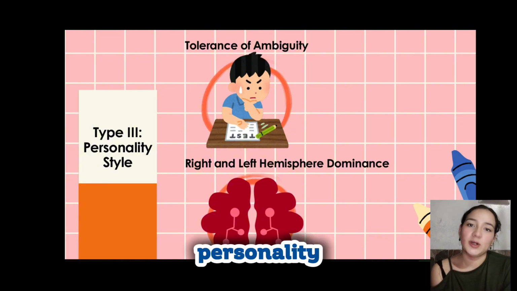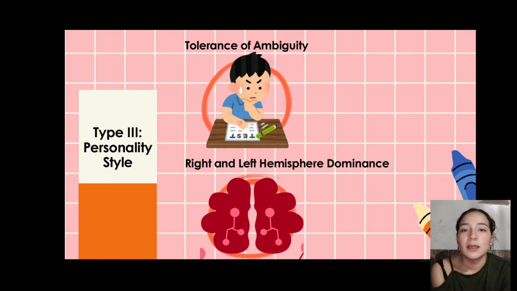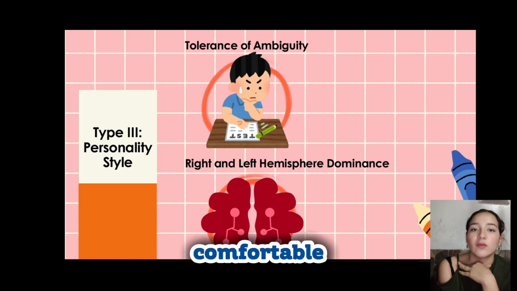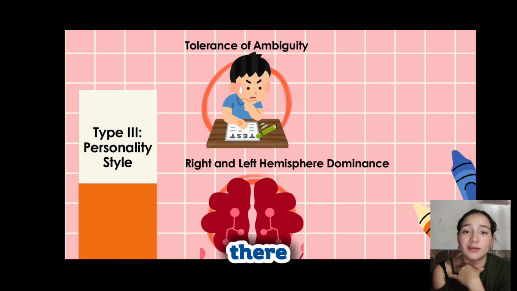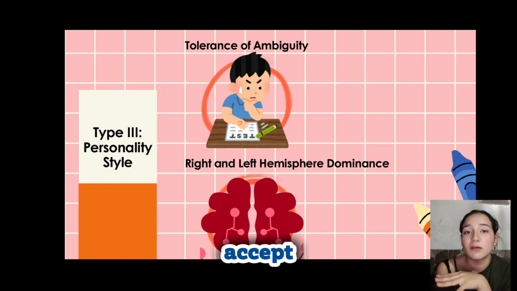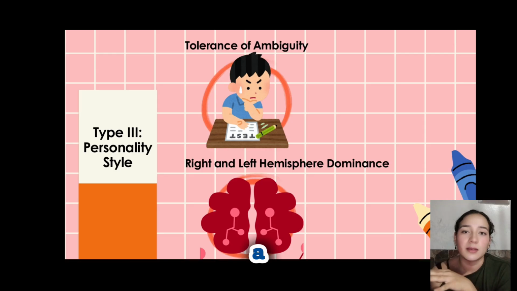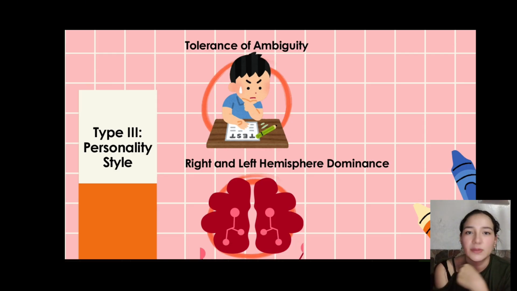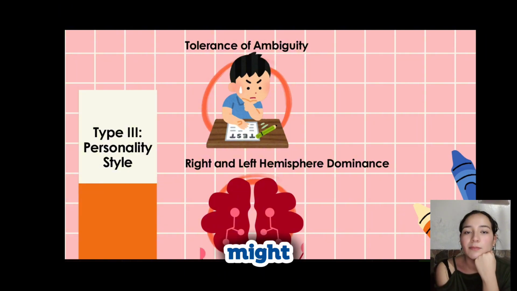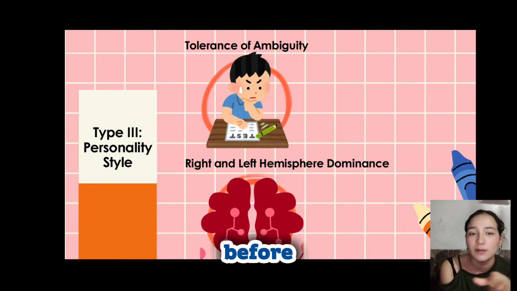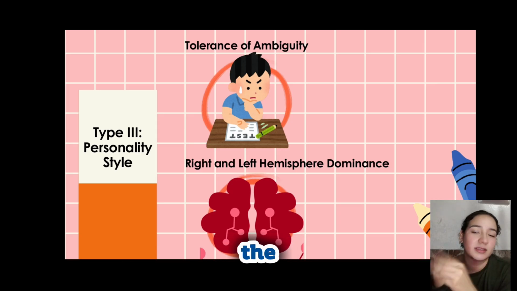Type 3. Personality styles. Tolerance for ambiguity. This shows how comfortable students feel when there is no single certain answer. Some accept several options, while others prefer just one option. For example, students might need the teacher to explain each new word before continuing with the task or exam.